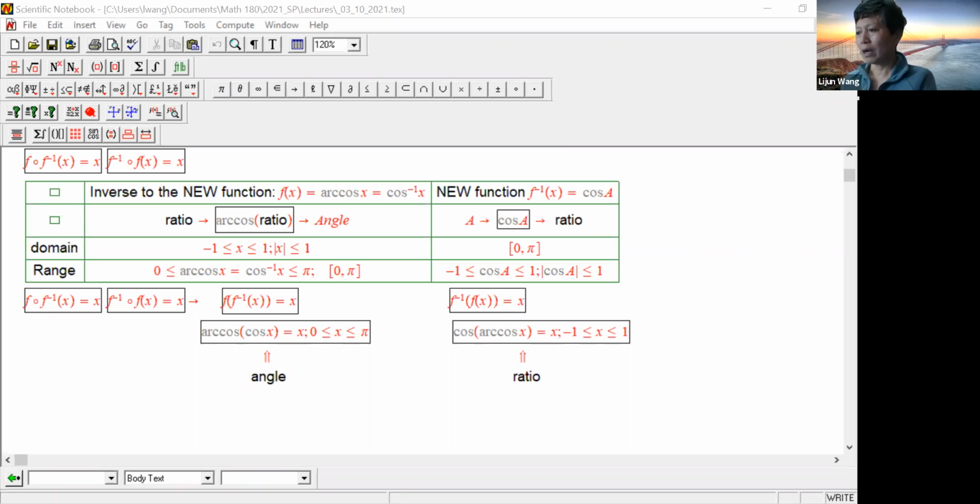Okay, so now, did you get this one here? So are we ready for tangent? Okay, so we got the second row.